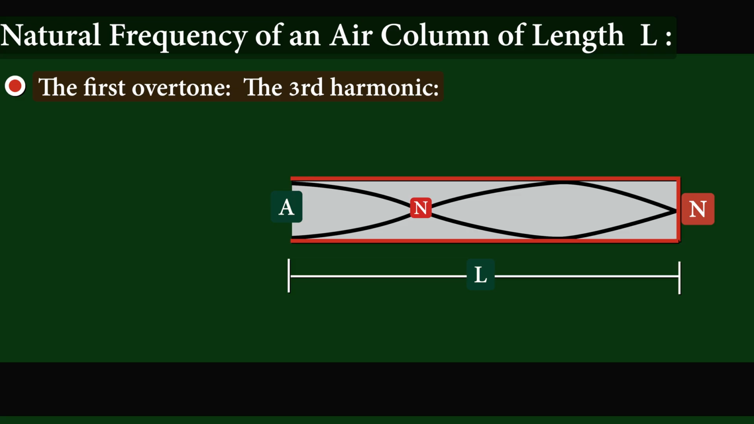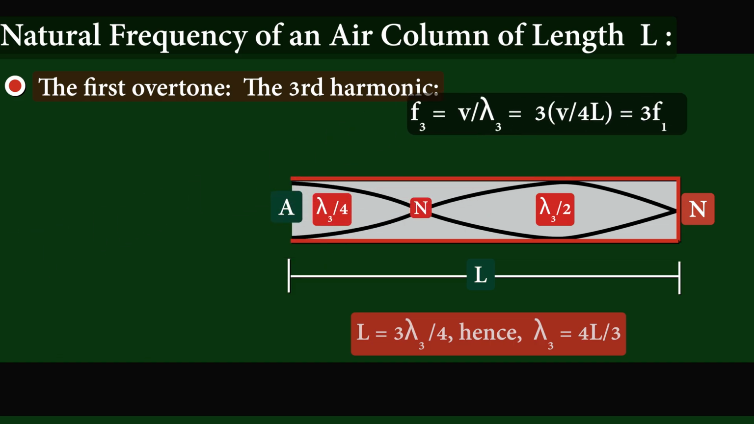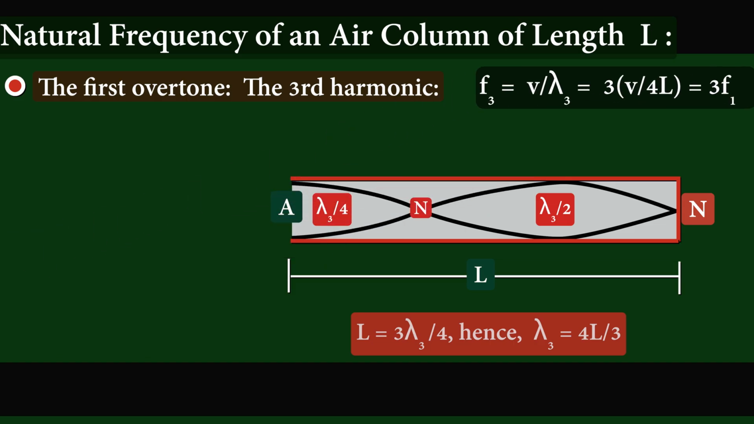From the figure, the pipe length L equals 3/4 lambda. Therefore, lambda is equal to 4/3 L. Substituting these values into the equation V equals F lambda, we find that the third harmonic frequency is F3 equals 3V divided by 4L, equals 3 times F1.